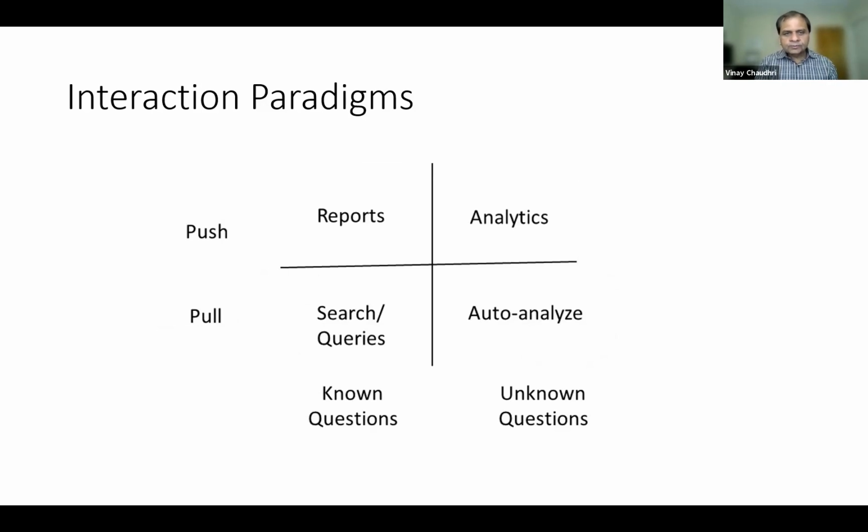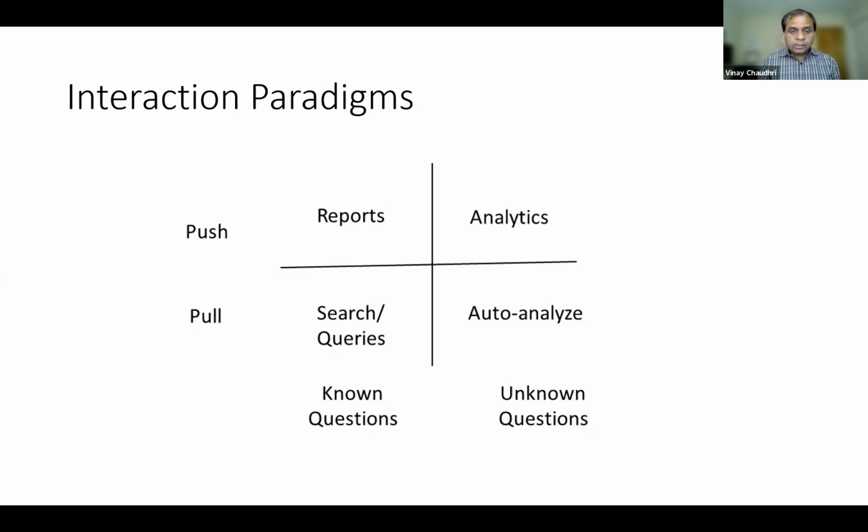A push mode is where there is a batch process which processes the knowledge graph, collects some information, and presents it to the user. The user is not directly sitting in front of the knowledge graph, but maybe the IT department or analytics department at a company crunch the data and present the results to the user.